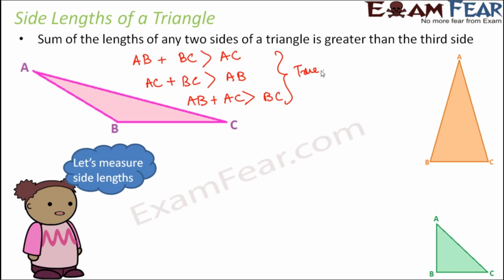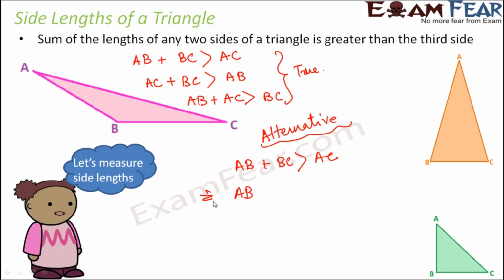Now there is also an alternative way of expressing the same relation. As we said, AB plus BC, that is this length plus this length, is greater than AC. The alternative way of expressing the same thing is that if AB plus BC is greater than AC, in a way we are saying that AB is greater than AC minus BC. That means any particular side is always greater than the difference between the other two sides. So pretty simple. Both are the same thing.